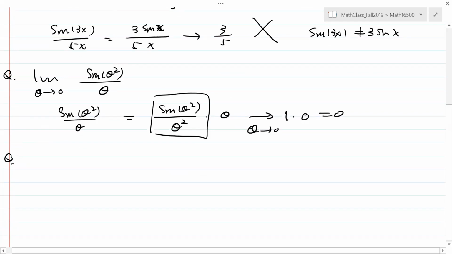Yeah, sometimes you can use a substitution. Sometimes you say, okay, I'm fine with this. You just use theta squared. That's okay.